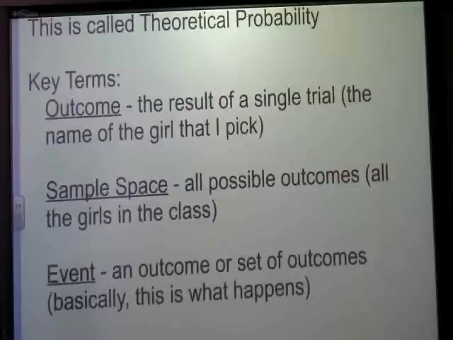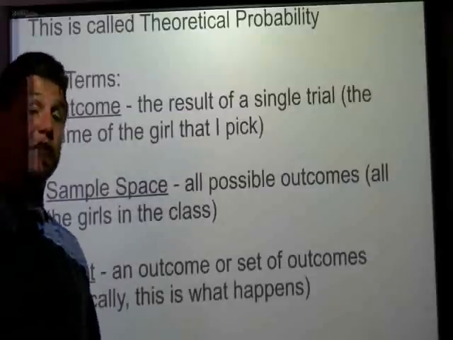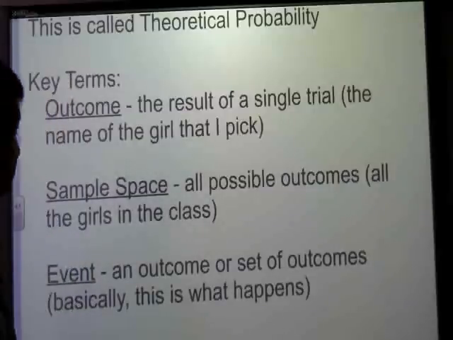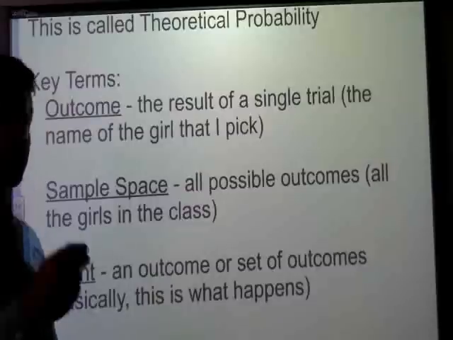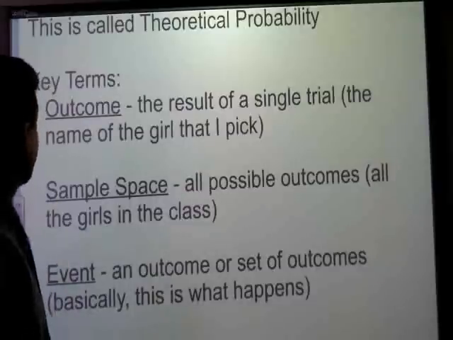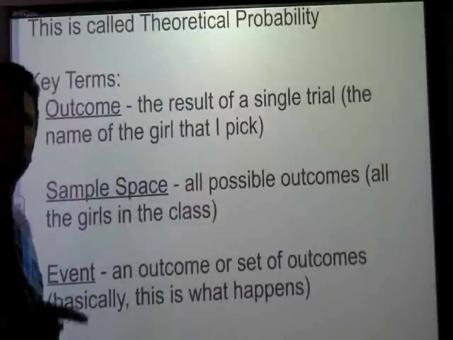The event, what we're trying to find the probability of, the event is a particular outcome or a set of outcomes if I'm selecting more than one name. But in this situation, the event is basically what happens. I pick out a name, that's the event. What we're trying to find out is the probability of that event.